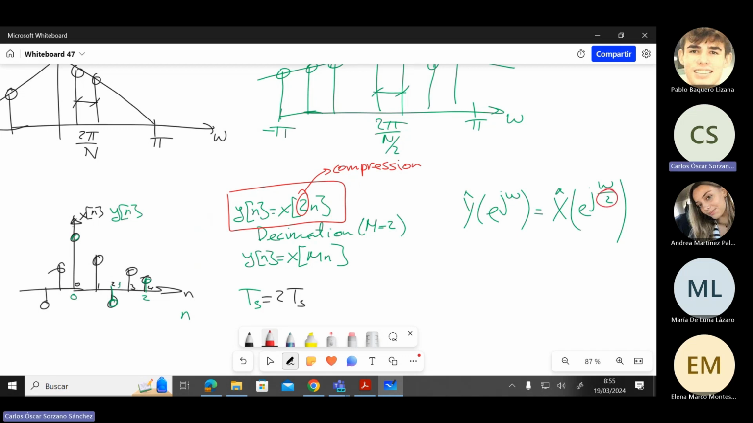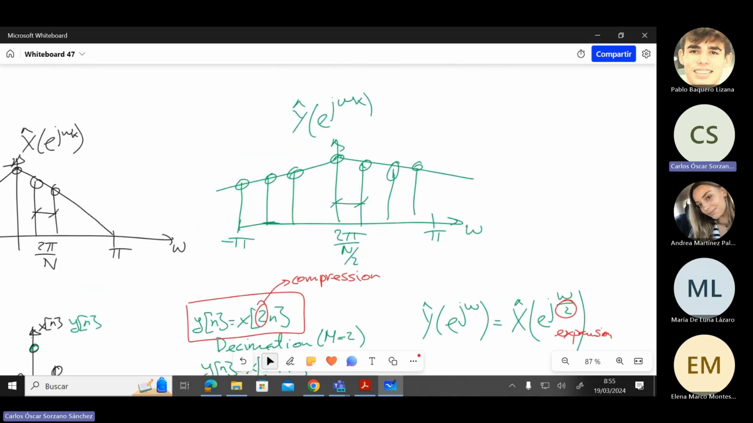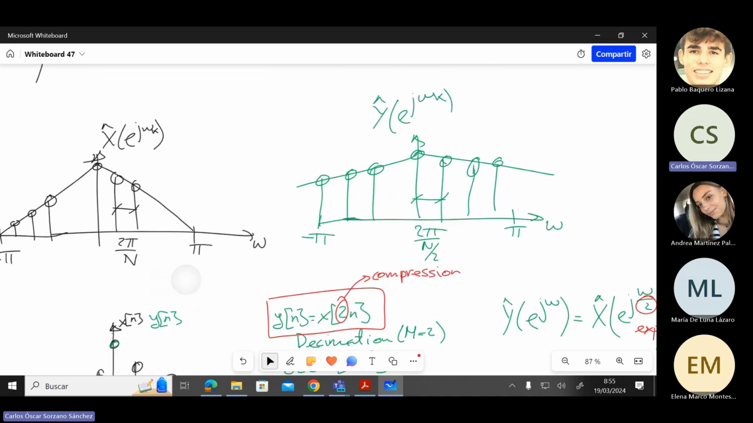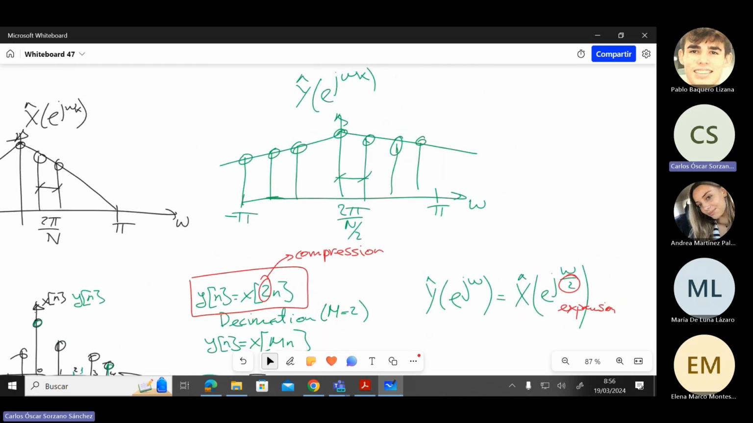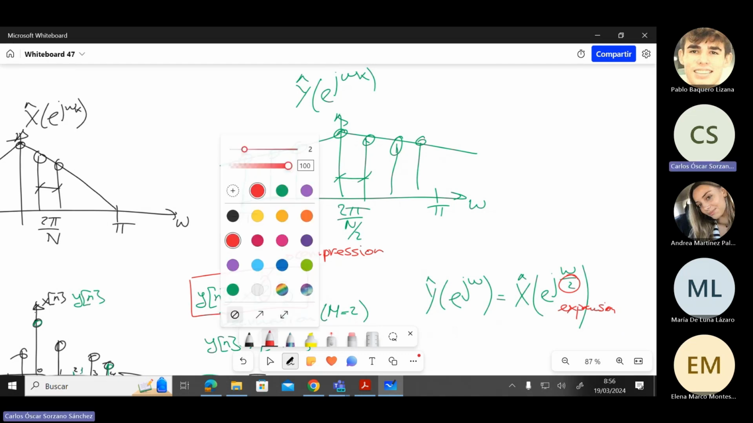This one is expansion. And that is what I was trying to plot here. So there was an expansion between these two spectra. Okay. So this one is at pi and minus pi. This one doesn't vanish. It vanishes where? At pi. We continue.